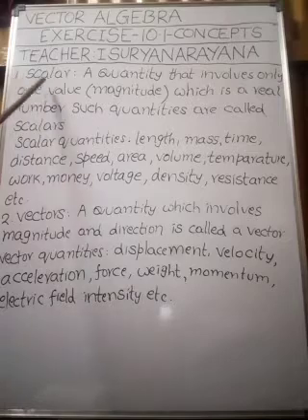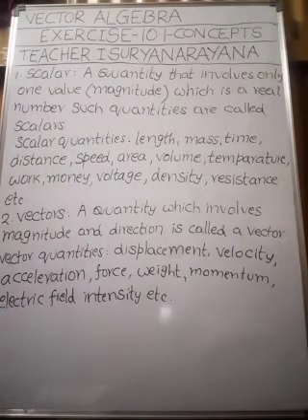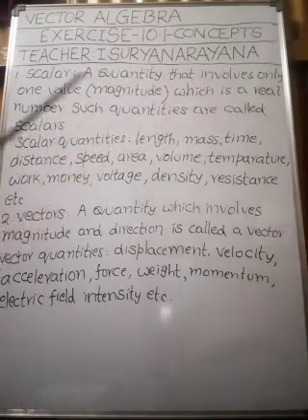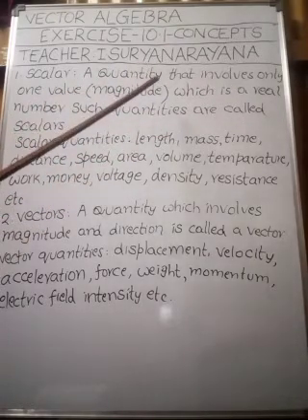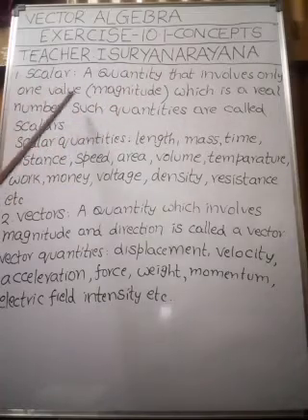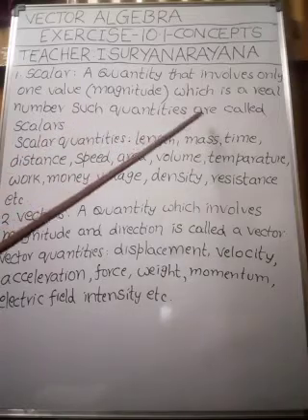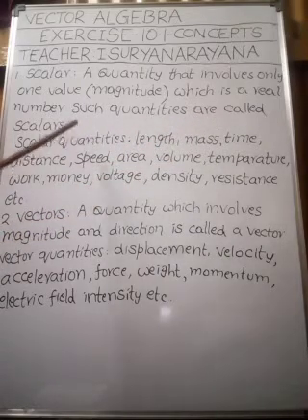First one, scalar. In physics, you have already learnt. I hope you have already learnt. You know these words. Scalar: a quantity that involves only one value. A quantity that has only one value, that is magnitude, which is a real number. Such quantities are called scalars.